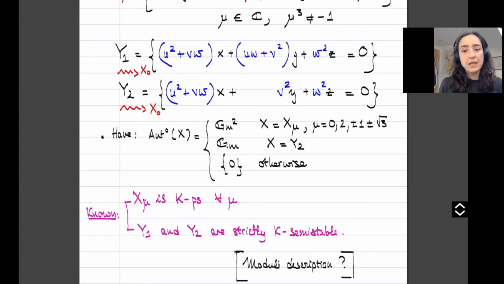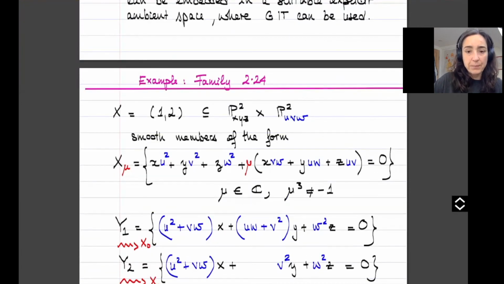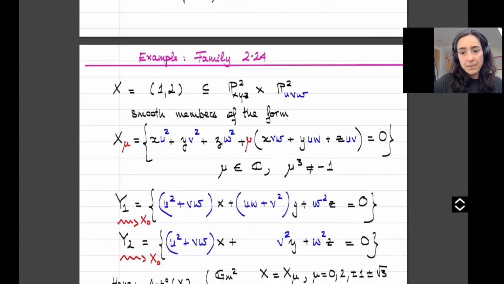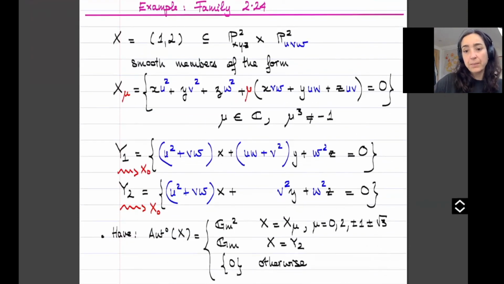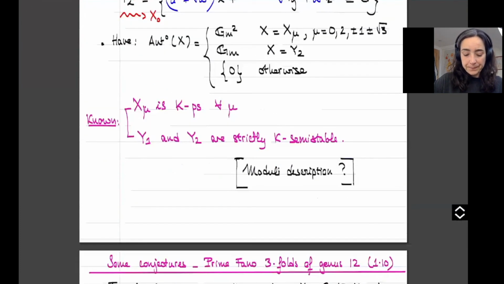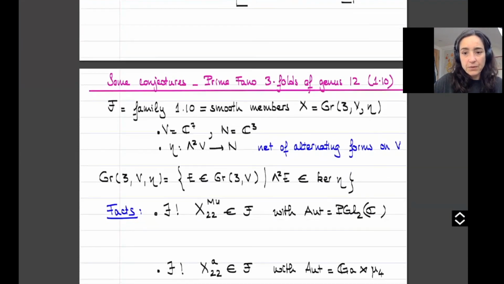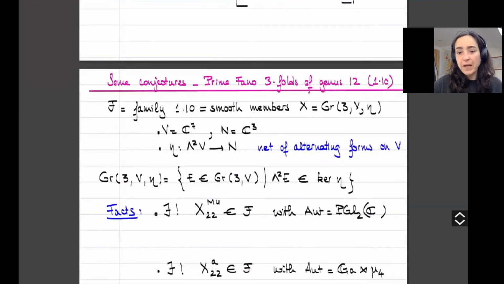And of course, here the question is, can you get a moduli description? So obviously here, we have a first approach, which would be, this is a hypersurface. Why not look at the GIT? Look at the GIT moduli of this hypersurface and then see how it compares to the K-moduli.